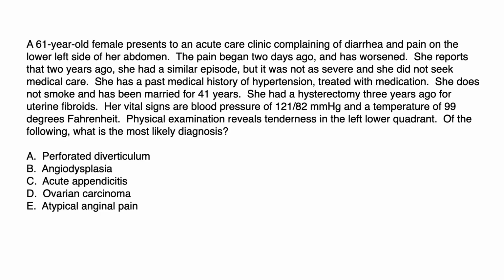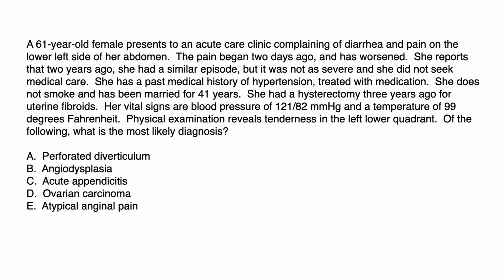A 61-year-old female presents to an acute care clinic complaining of diarrhea and pain on the lower left side of her abdomen. The pain began 2 days ago and has worsened. She reports that 2 years ago she had a similar episode, but it was not as severe and she did not seek medical care. She has a past medical history of hypertension, treated with medication. She does not smoke and has been married for 41 years. She had a hysterectomy 3 years ago for uterine fibroids. Her vital signs are blood pressure of 121 over 82 millimeters of mercury and a temperature of 99 degrees Fahrenheit. Physical examination reveals tenderness in the left lower quadrant of the abdomen. Which of the following is the most likely diagnosis?